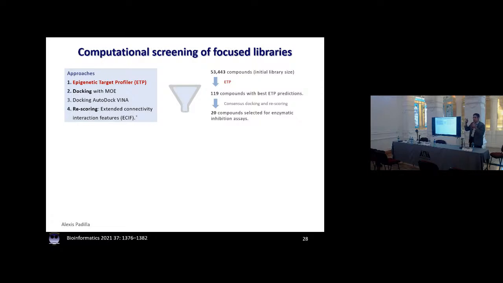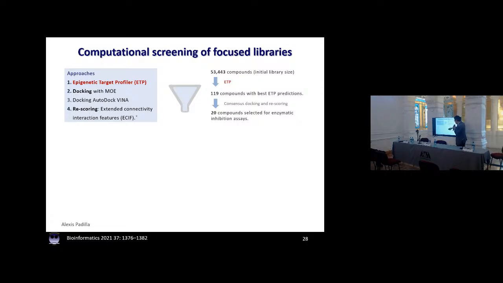Then the second step is to do the actual filtering, the actual virtual screening. To do that, the first step was to apply the machine learning models. Out of the 53,000 compounds, 119 show the best predictions. Second step, also in a cascade or sequential virtual screening approach, Alexis did consensus docking using MOE, AutoDock and AutoDock Vina, and rescoring the compounds, because we know overall the docking scores are not that reliable. For the rescoring, we use the extended connectivity interaction features.